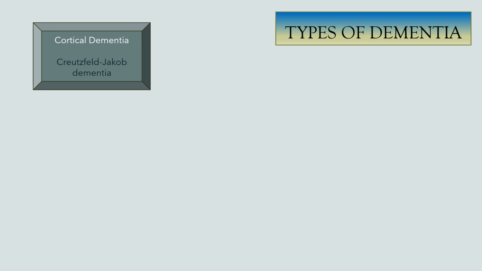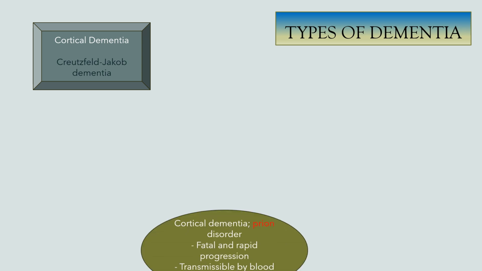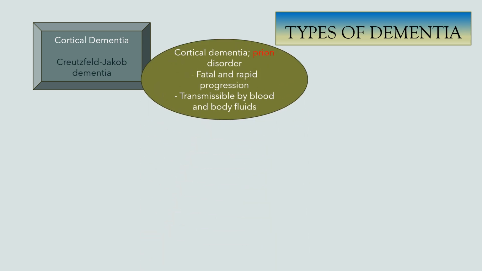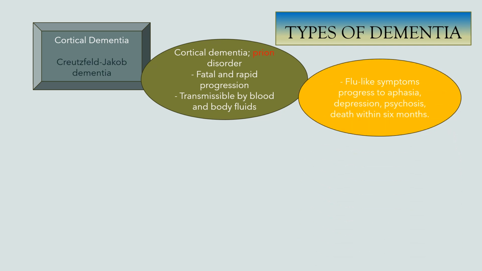Cortical dementia, Creutzfeldt-Jakob dementia. Cortical dementia and a prion disorder. It's fatal with rapid progression, and is transmissible by blood and body fluids. Flu-like symptoms progress to aphasia, depression, psychosis, and death within 6 months.